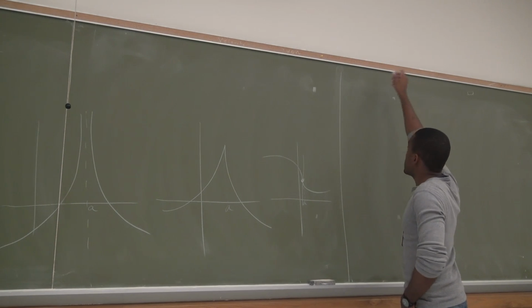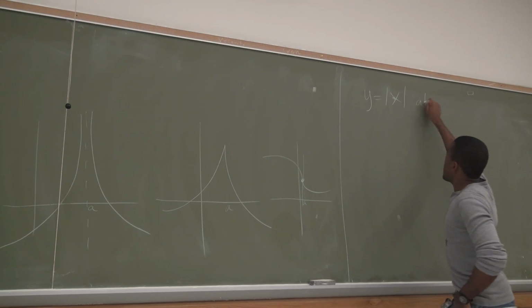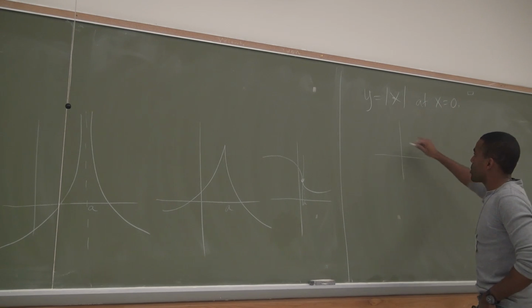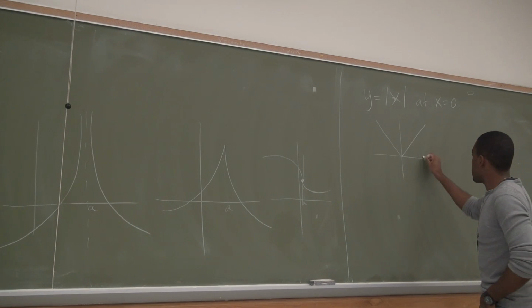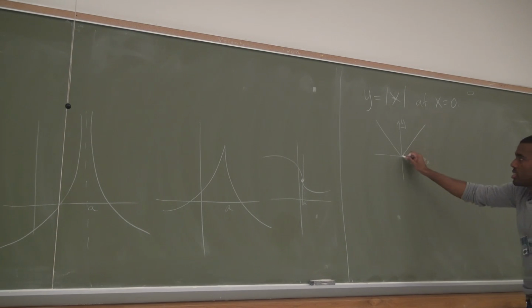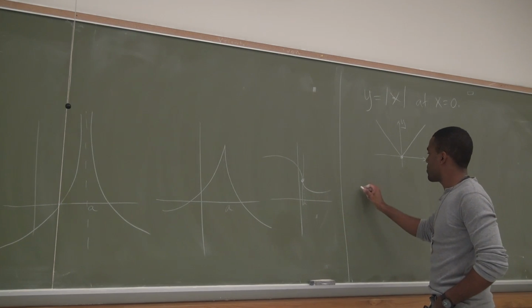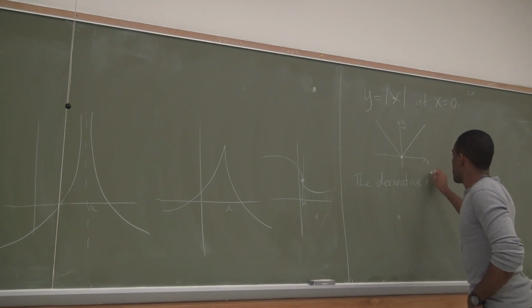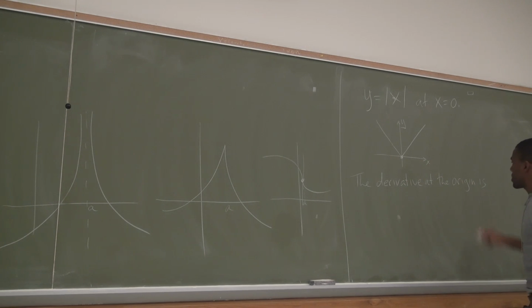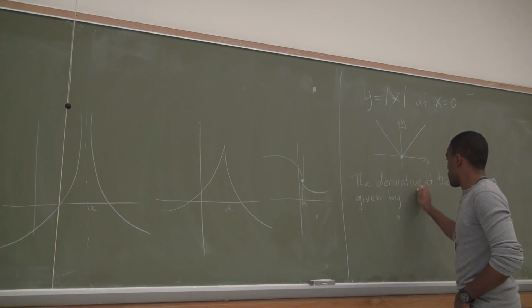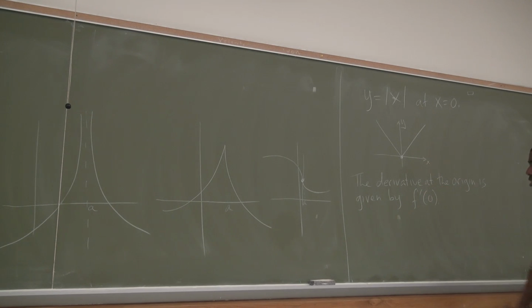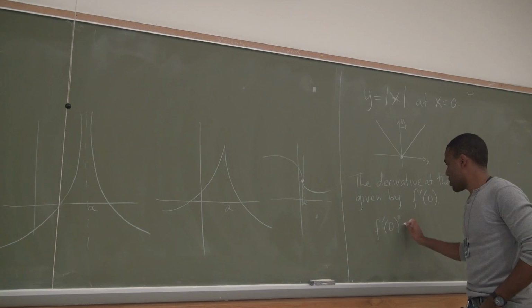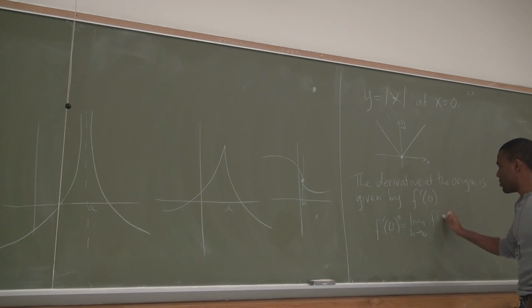The most common type of example here is y equals absolute value of x at x equals 0. Remember, this graph has a sharp corner at the origin. Turns out you actually cannot differentiate it at the origin. If you're not at the origin, everything's okay, but at the origin you can't. How do you know? Well, remember, f prime was a notation for derivative. So f prime of 0 would look like what? The limit as h approaches 0 of f of 0 plus h minus f of 0 over h.